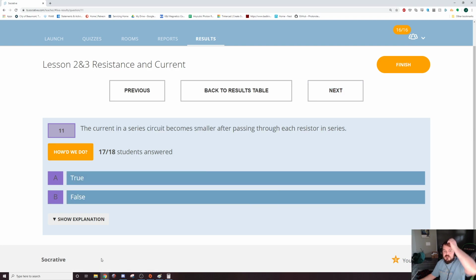The current in a series circuit becomes smaller. It does not. It stays the same because current stays the same through all the points of the series circuit.